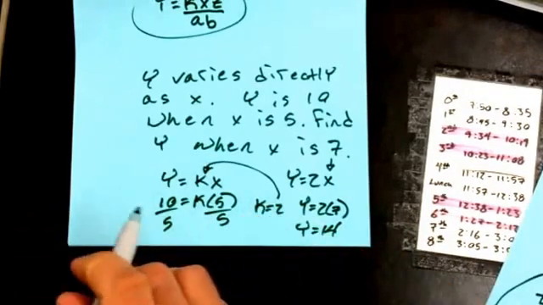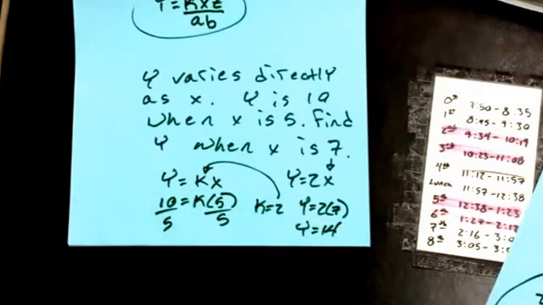And they'll do this with multiple ones. And really that's it for direct, inverse, and joint variation. That's what we're looking at.